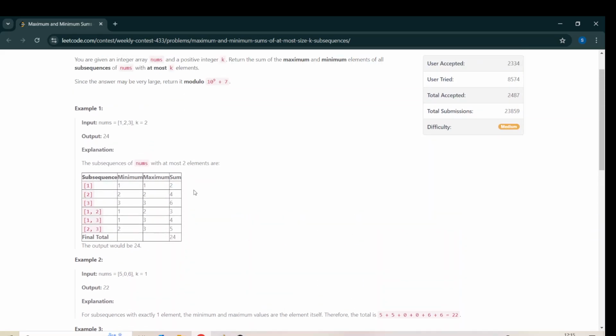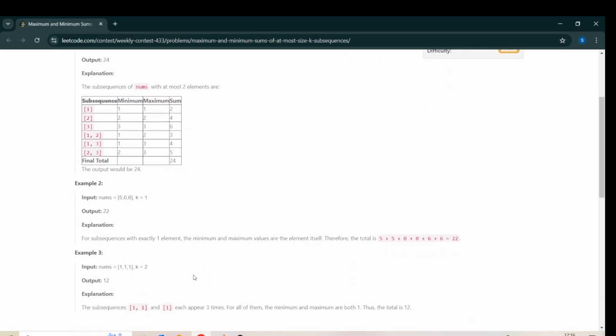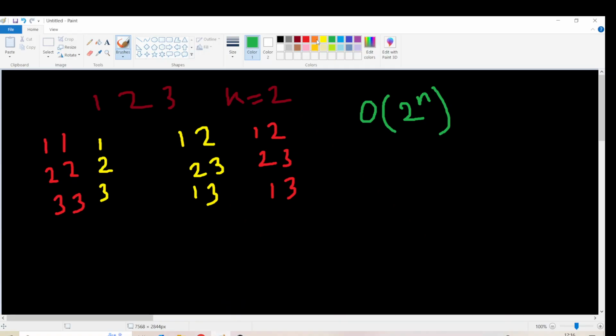Now let's think how we can solve this problem. The obvious brute force solution is to generate all the possible subsequences of size at most k and take the minimum and maximum element of those subsequences. The total number of such subsequences will be around 2 to the power n. This is not exactly 2 to the power n, but we can assume that it is. But a 2 to the power n solution is not accepted here, because n is 10 to the power 5. Now here you can check that the limit on k is 100. So n is 10 to the power 5 and k is 100. With these constraints, we can see that order of k times n is accepted.